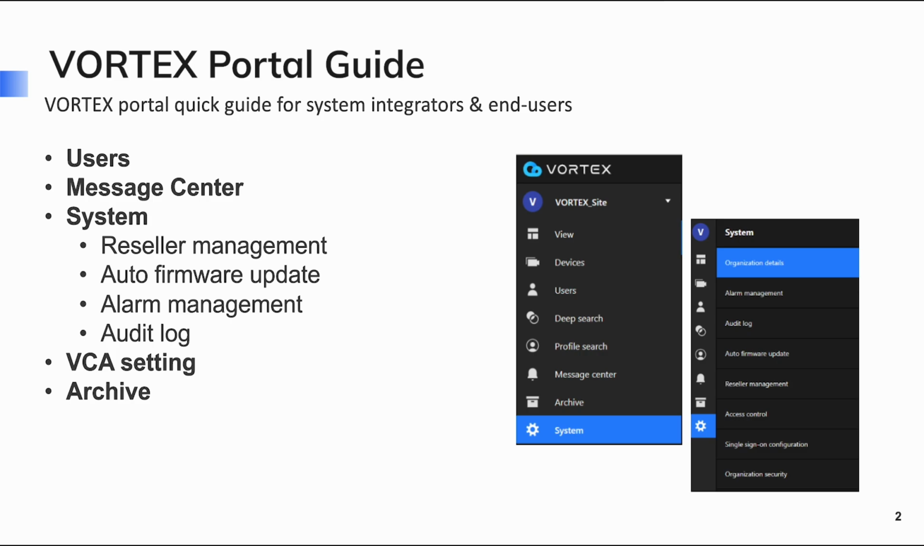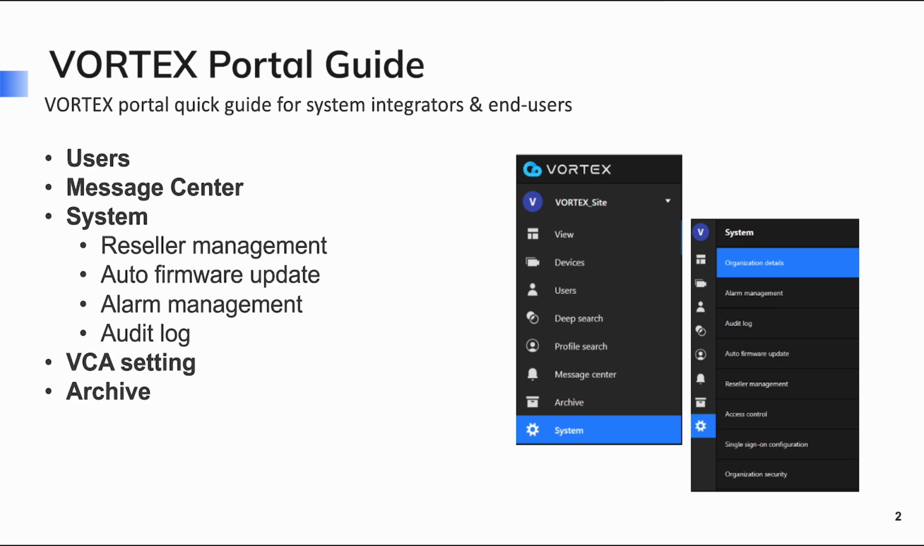In this guide, we'll walk you through the key sections of the VORTEX portal. 1. User privileges. 2. Message Center. Think of it as the system's event log hub. 3. System settings, including reseller management, auto firmware updates, alarm management, and audit logs. 4. VCA settings, where we'll touch on the strengths of VORTEX cameras for video content analysis. 5. Archiving important video clips. Each of these features is critical for managing your VORTEX system.